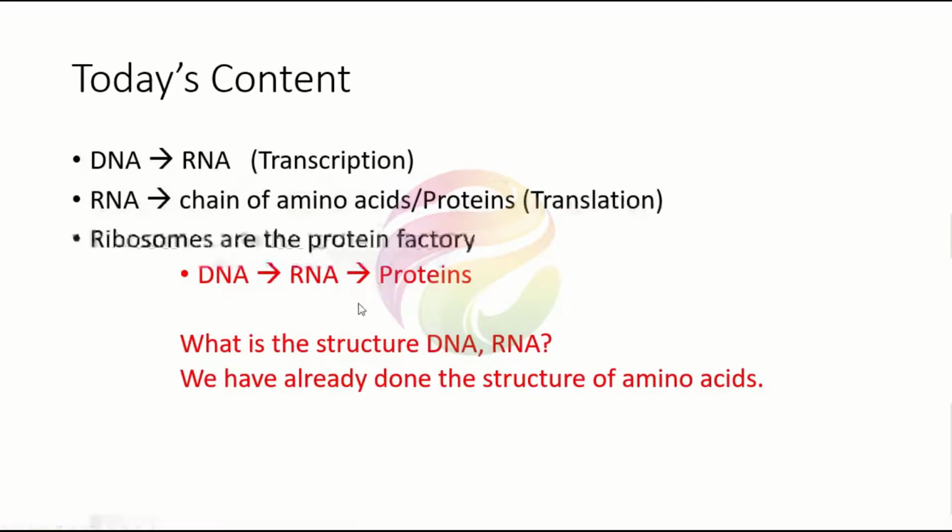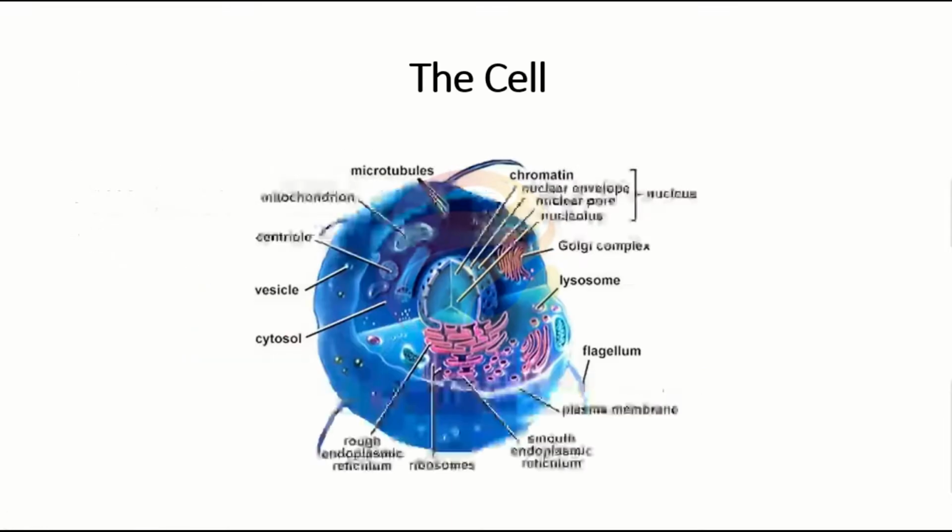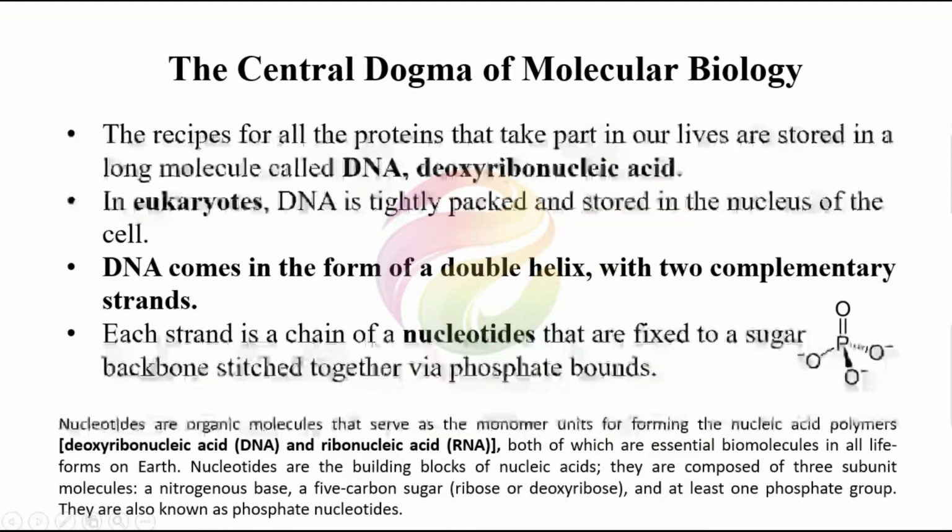Before going into detail, we should know the structure of DNA and RNA. We have already done the structure of amino acids. So this is the cell, and I want to show you the ribosomes in it. As we know, in the nucleus there is genetic material present inside, and the mitochondria is an energy organelle, and the ribosomes are the dot-like structures you can see in the cell. This is the ribosome, the protein factory. Now we will talk about the central dogma of molecular biology.